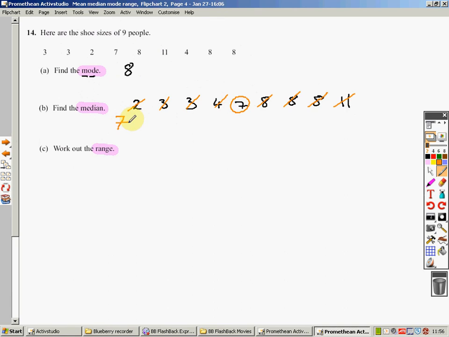In all the examples we've done so far, we've actually had an odd number, which means there is a middle. If you have an even number, and you wouldn't end up with 2 to cross off, you find the average, or the mean, or the midpoint between the two numbers you have.